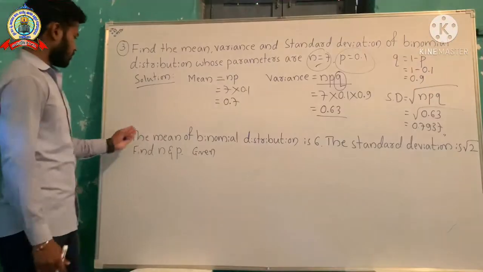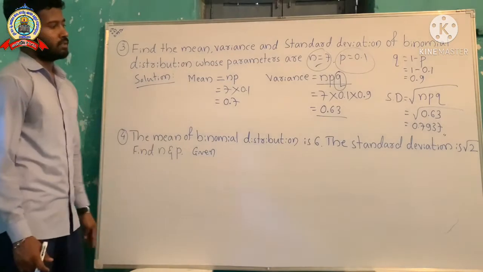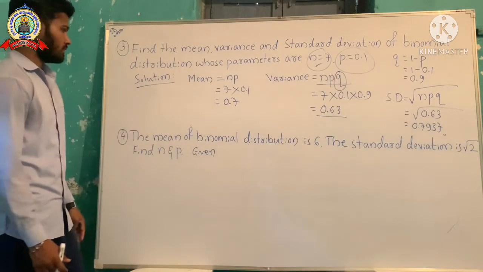Let me solve the fourth problem. The mean of a binomial distribution is 6. The standard deviation is √2.